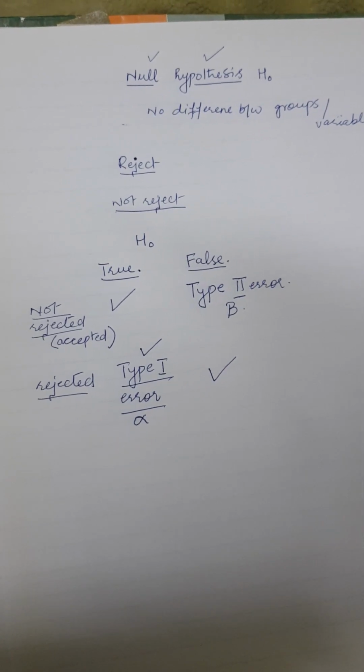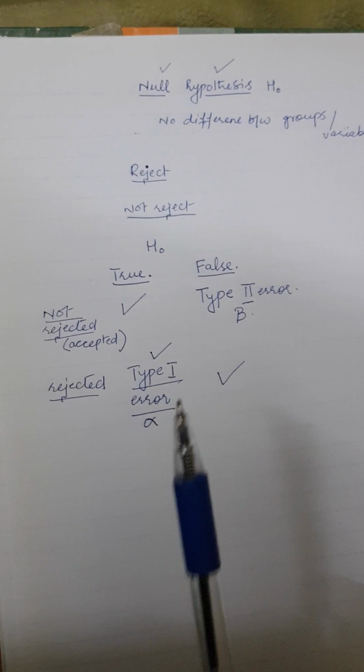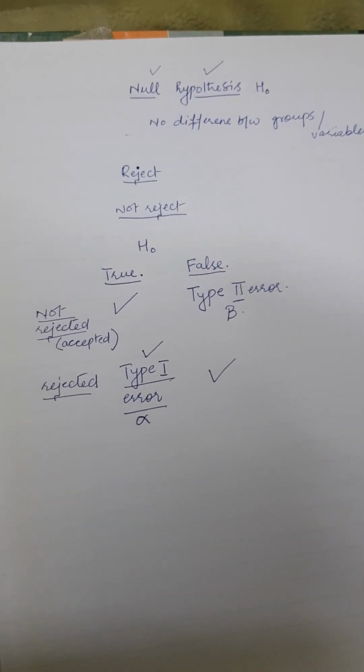So this is the most simplified way to find out what the null hypothesis is and what the meaning of type 1 error and type 2 error is while we are talking about the null hypothesis.